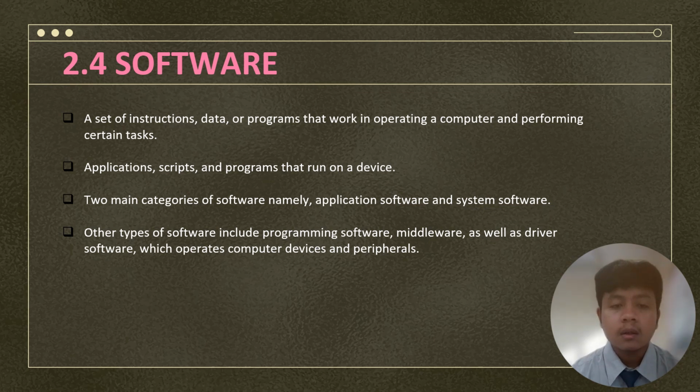There are two main categories of software, including application software and also system software. The other types of software are programming software, middleware, and driver software.